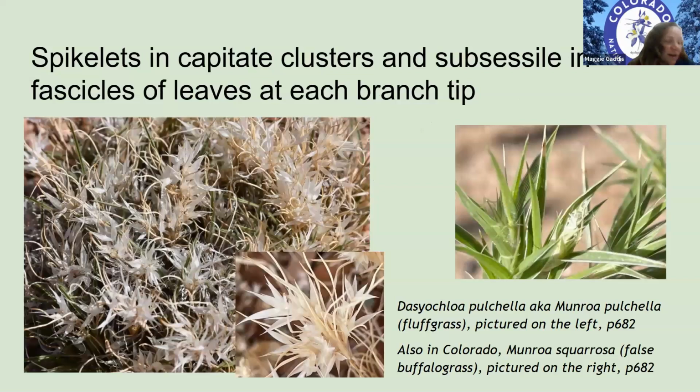So then we get to number 4, and 4A lands in a 2-species genus, Munroa, which I think is now called Dasyochloa, but I was confused as to why iNaturalist would call it Dasyochloa, but we're still on Munroa in Ackerfield. Does anyone have any ideas about that? That was news to me today. So capitate clusters, subsessile in fascicles of leaves at each branch tip, which you can see in both of these specimens here, the squarrosa and the pulchella. This would be easy to count out, right? Be like, it's not that.